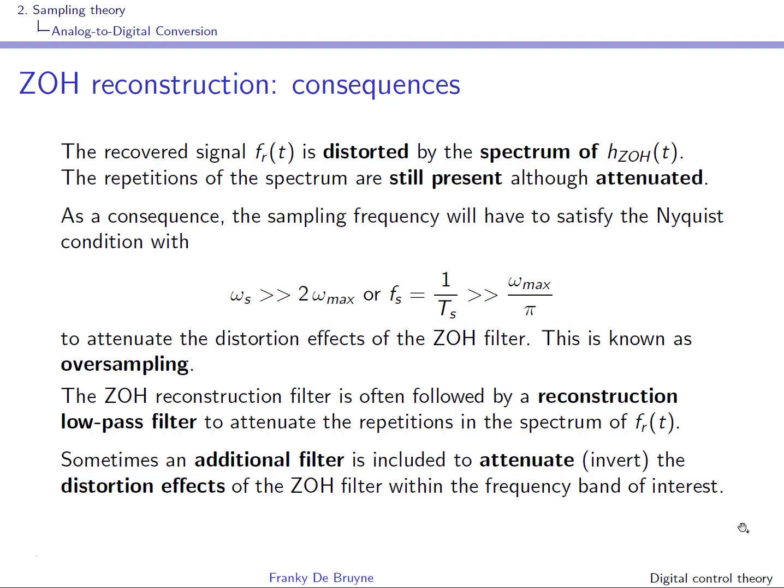Well, the ZOH reconstruction procedure is often followed by a low-pass, so-called reconstruction filter. This is to remove all components above the Nyquist frequency, and in this way you'll be able to remove the influences of the repetitions of the spectrum. Sometimes an additional filter is used to invert the distortion effects inside the frequency band of interest.